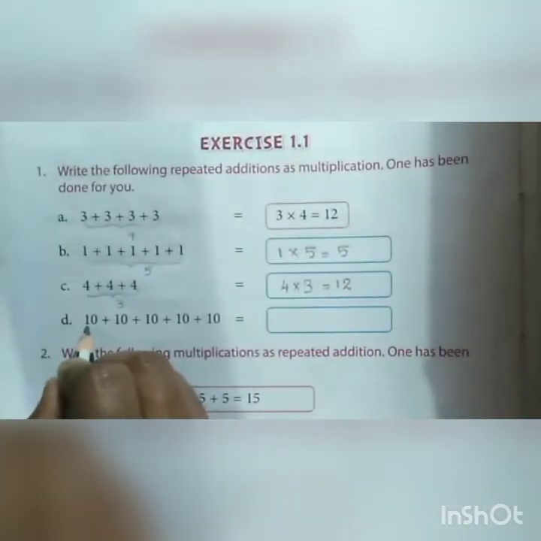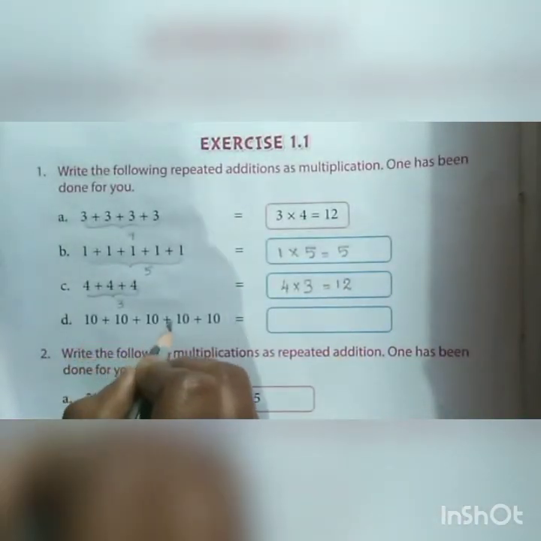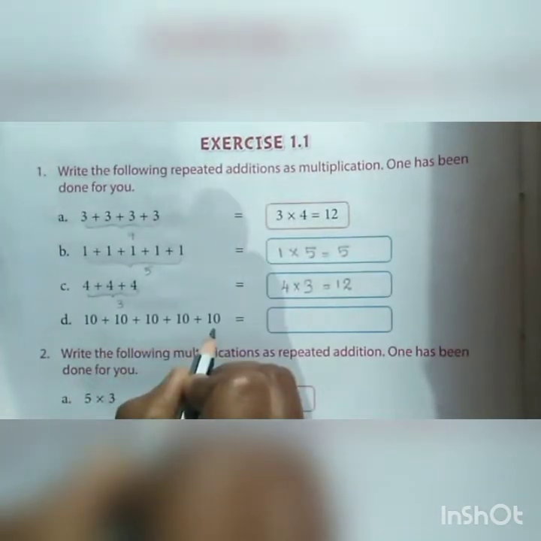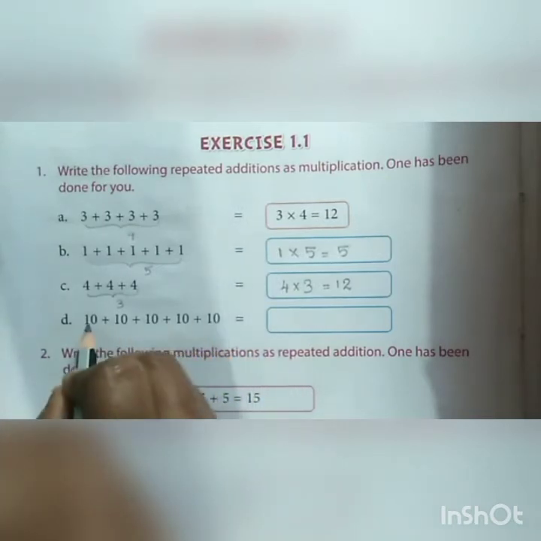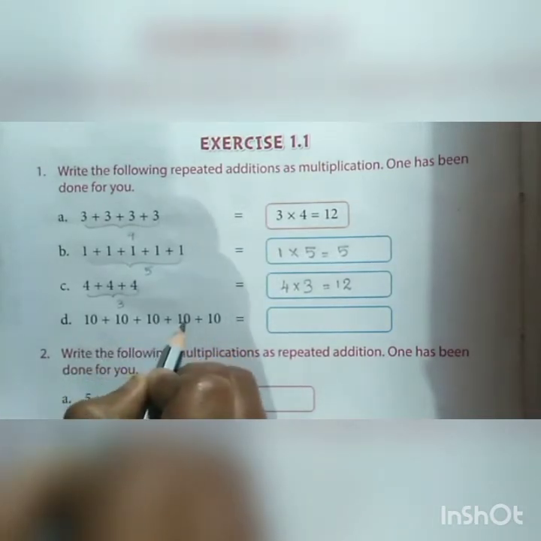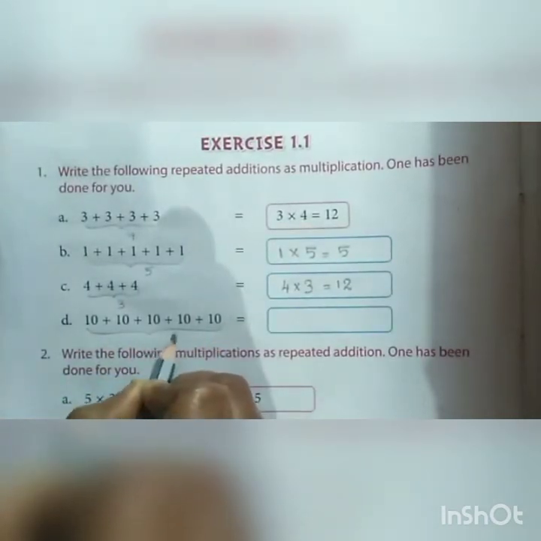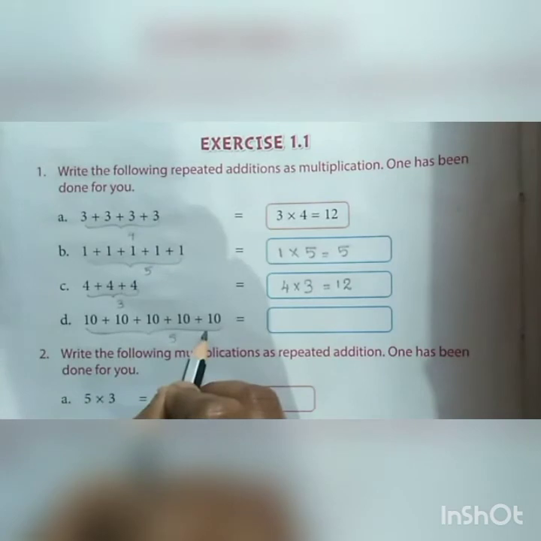Next question is 10 plus 10 plus 10 plus 10 plus 10. Here the number 10 is repeated. And we can find how many times the number 10 is repeated. 1, 2, 3, 4, 5. So the number 10 is repeated 5 times. So we can write it as multiplication.